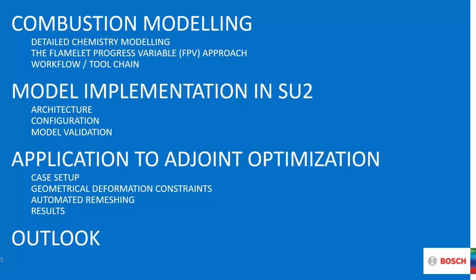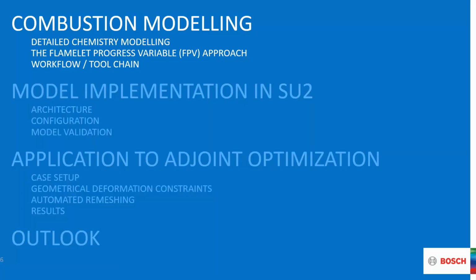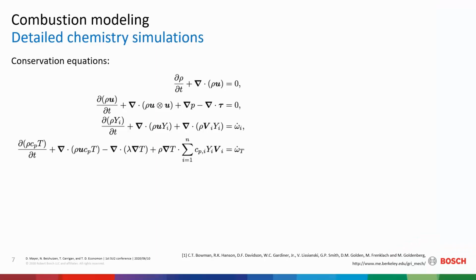And in this chapter I will first introduce the little test case that we use, talk a little bit about our work on geometrical deformation constraints. Furthermore, we implemented a functionality to automatically remesh the geometry after a geometry deformation. And this was done together with Pointwise, and Travis will tell you all about it. And then finally, I will finish the presentation with some optimization results and an outlook for the rest of this year. So let's talk about combustion modeling.